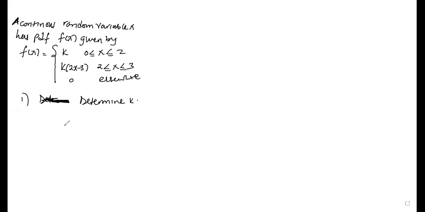So the first question was find K, then sketch the graph of f of X. Then C was probability of X is less than 1.2, probability of X is equal to 1.3, and C was probability of X greater than 2.5. 4, it was a conditional probability of 0 less than X less than 2, given that X is greater than 1.